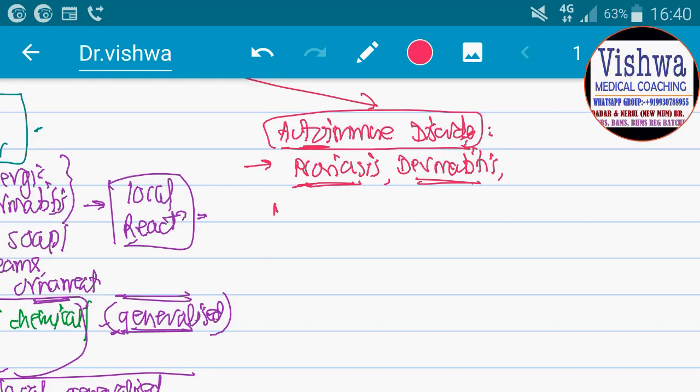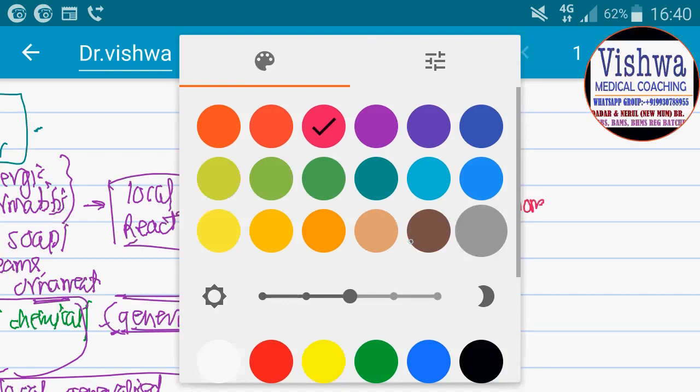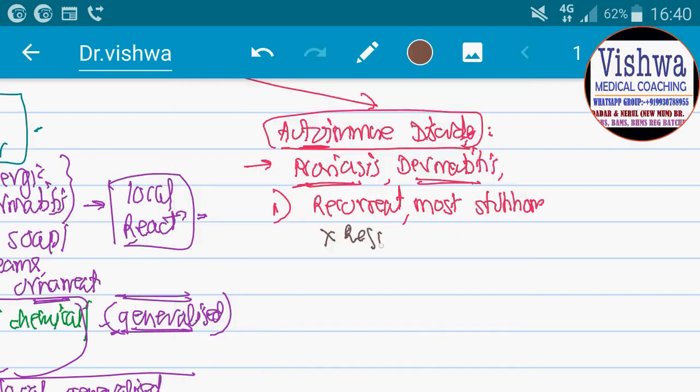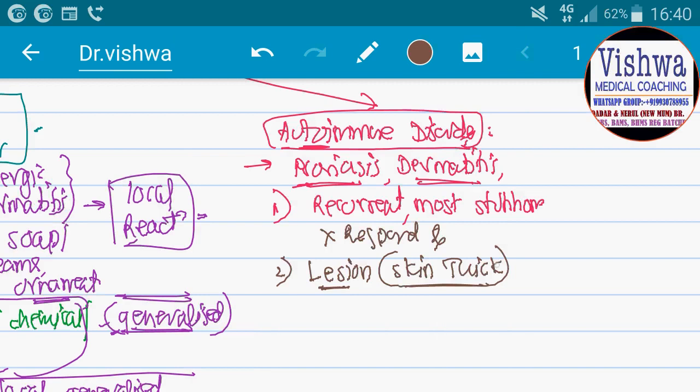What can be the peculiarities? First, recurrent, and most importantly, most stubborn, in the sense they don't respond to the treatment. Most of them don't respond to the treatment. Second, the lesion will make the skin thicker. Now this is a very important feature. Thickness of the skin increases. This is because of the chronic inflammatory response.